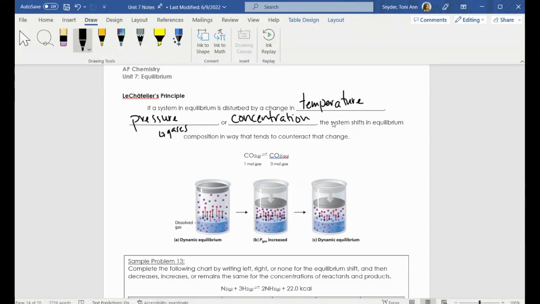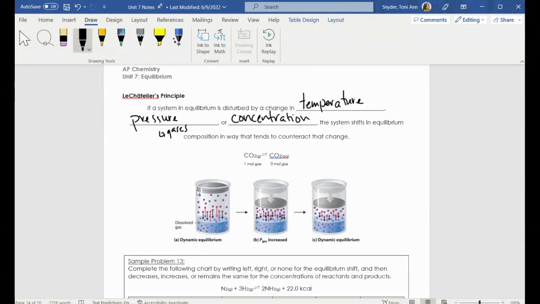So if I change one of those three, or more than one of those three things, on a system that's already at equilibrium, that system is going to get stressed out. And it's going to try to relieve that stress somehow by shifting either to make more reactants or to make more products. So here's a great example of an equilibrium scenario. I don't want to say reaction because it's just dissolving in water. So I have CO2 gas that's in equilibrium with CO2 aqueous, so it's dissolved in the solution.